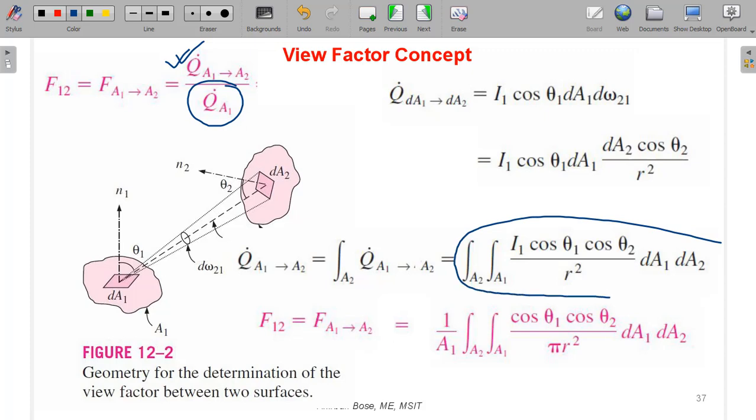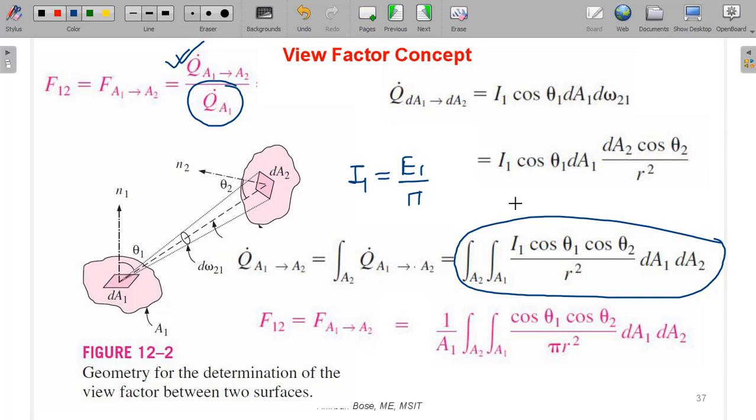You can see this is the numerator part, and the numerator part we can also write in this way as, what is this I1? Tell me, what is this I1? This I1 is basically E1 divided by pi. Clear? Because I1 is equal to E1 divided by pi, because it is over the whole hemispherical region.